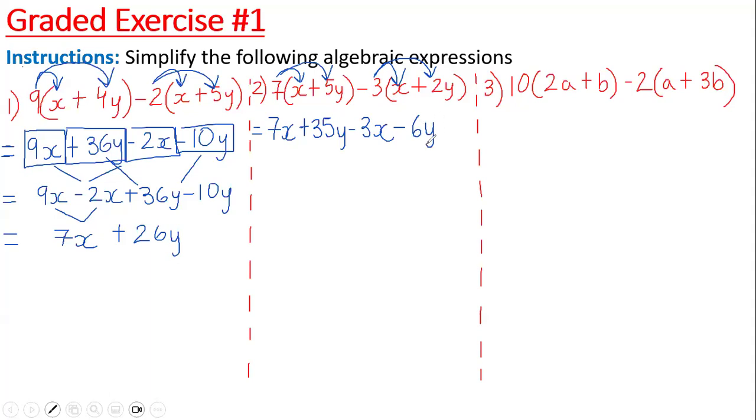Negative 6y. That makes sense? Good. So we have 7 times x, which is 7x. 7 times 5, which is 35. Negative 3 times x, which is negative 3x. And negative 3 times 2y is negative what? 6y.